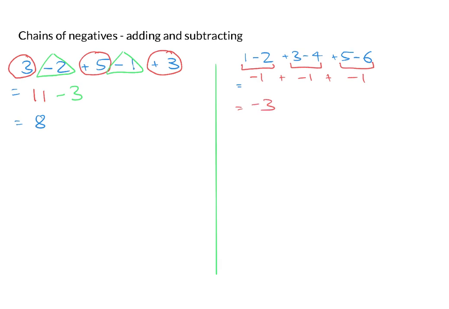We could, of course, have just gone from the left-hand side and gone 1 minus 2 is minus 1, plus 3 is 2, take away 4 is minus 2, add 5 is plus 3, take away 6 is minus 3. You could have done it that way. It makes no difference. You still get to the same answer. But I think looking for the patterns is a lot quicker.